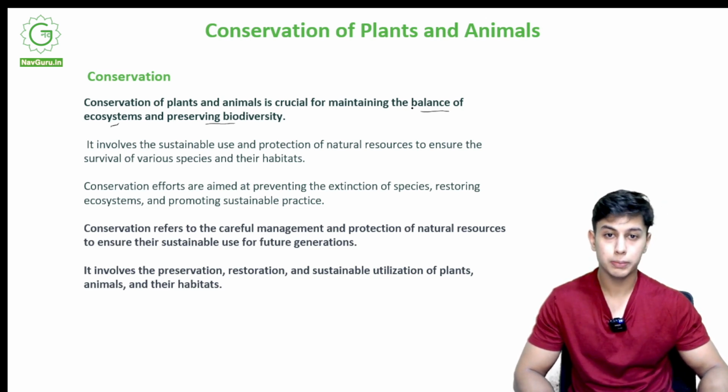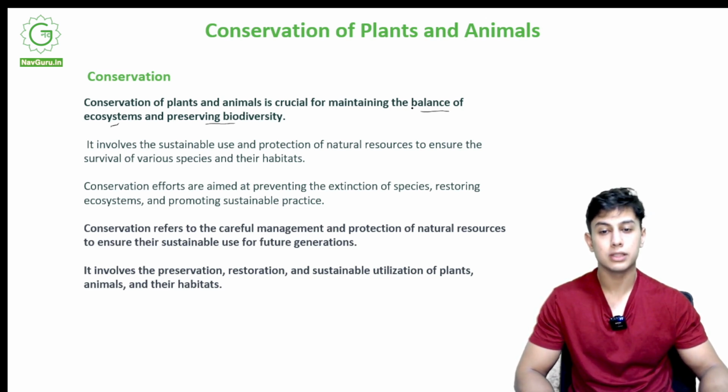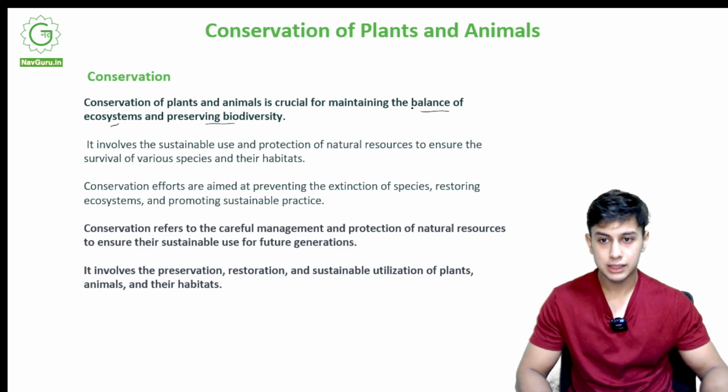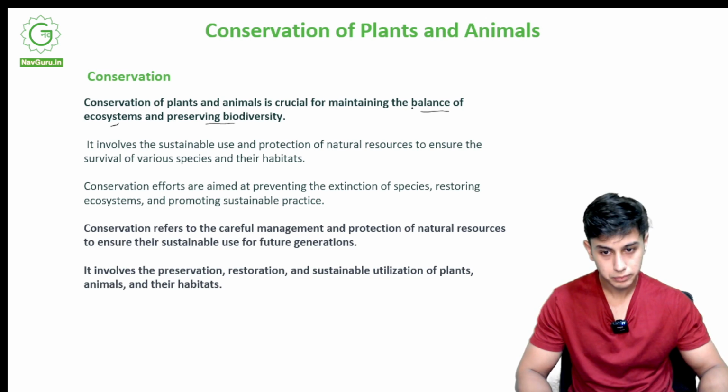Now what does preserving biodiversity mean? We preserve nature, we preserve the plants and the animals. How they exist in this nature, we try to preserve it. We do not want them to go extinct.